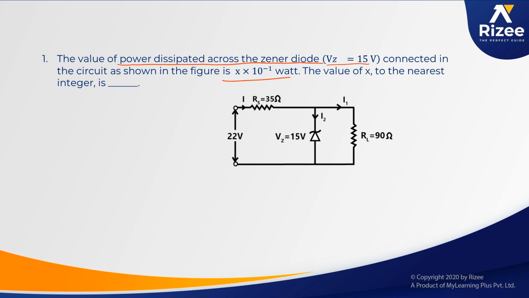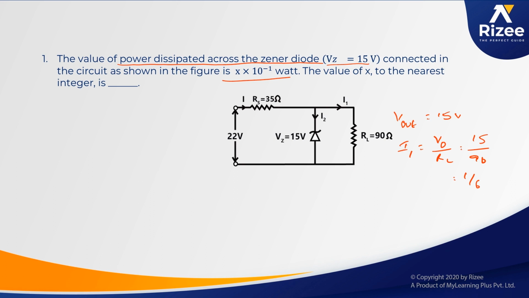To find the power dissipated across the Zener diode, we need to find the current across the Zener diode. Since the Zener voltage and the output resistance are parallel to each other, the output voltage is also equal to 15 volts. So the current I1 can be calculated as V out by RL. That comes out to be 15 by 90, which is equal to 1 by 6.